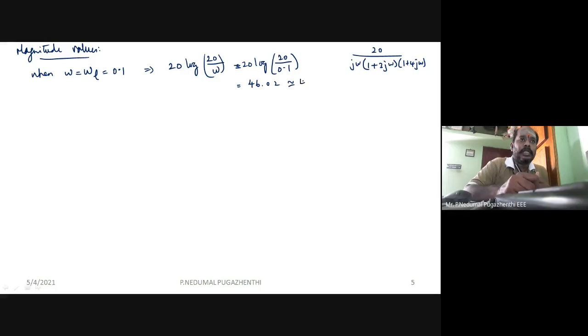46.02, I can write it like 46 decibels. If you get 0.5 and more, then you can move to the next whole number, 47. Okay. So next, what is that value?